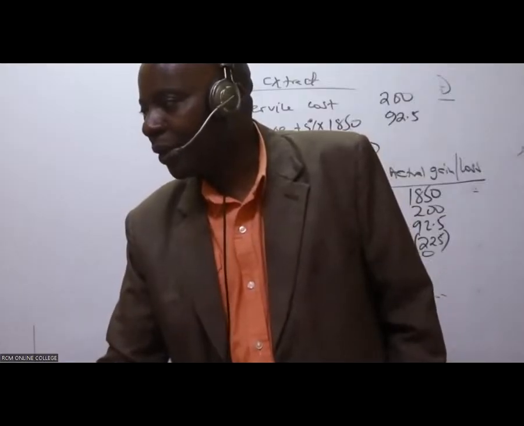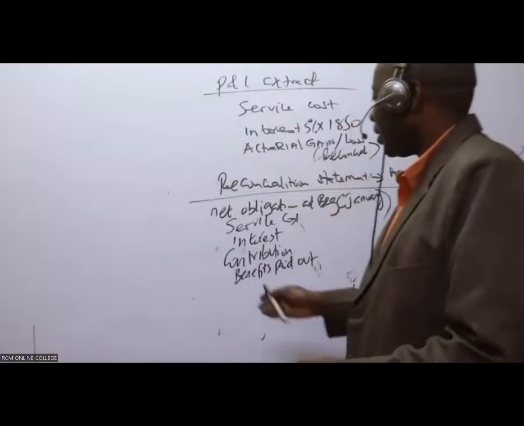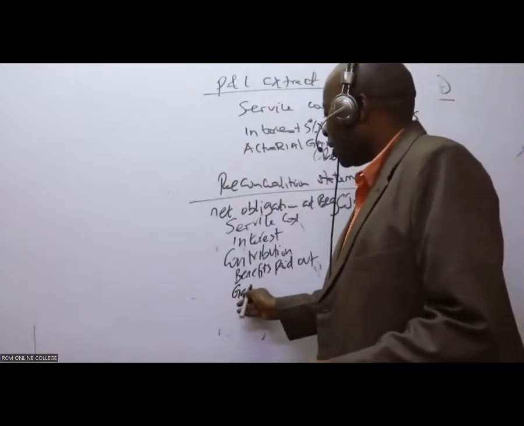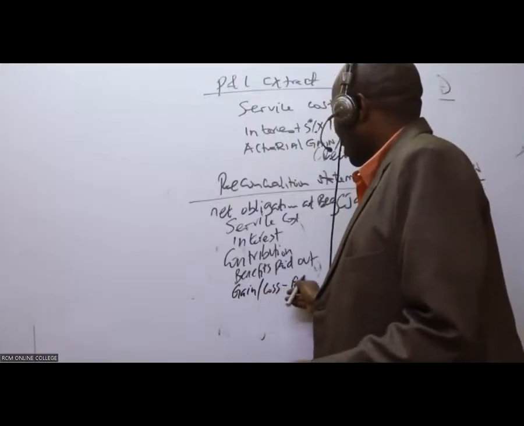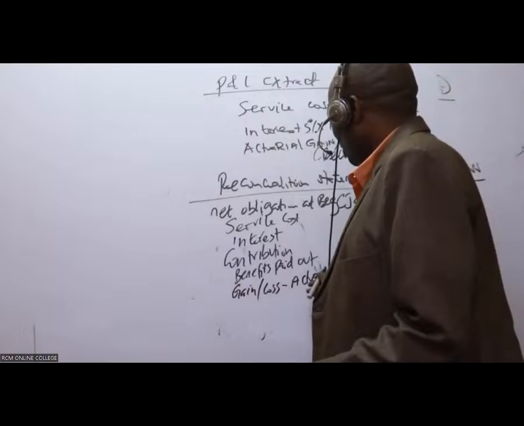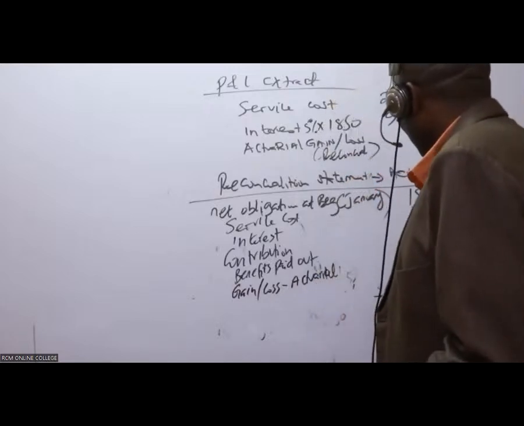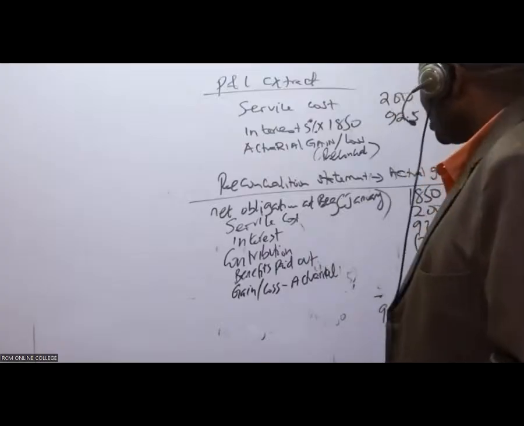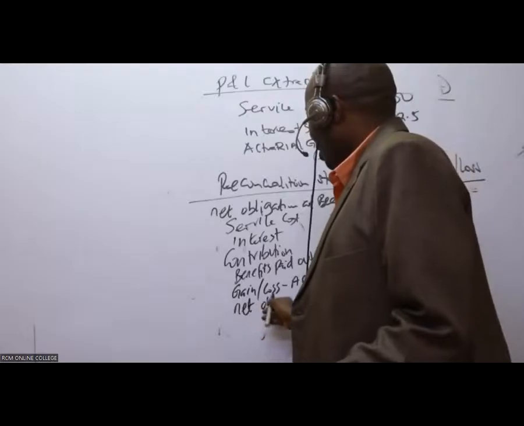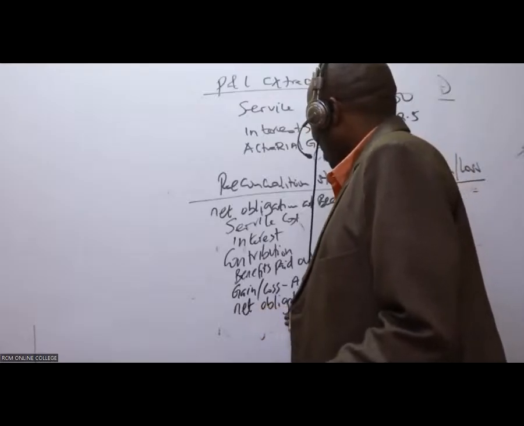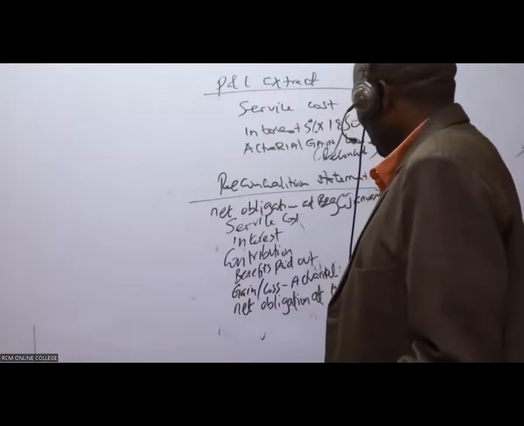Now, ladies and gentlemen, after that, we have the gain or loss, actuarial. And then, of course, I will underline here, and then I come and put here the net obligation at the end. Net obligation at the end.